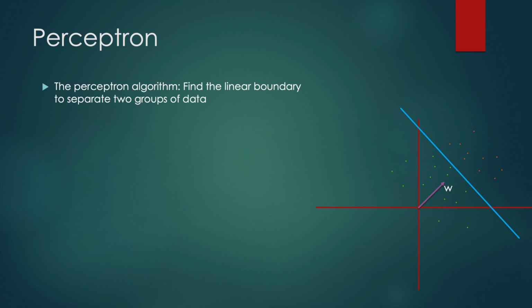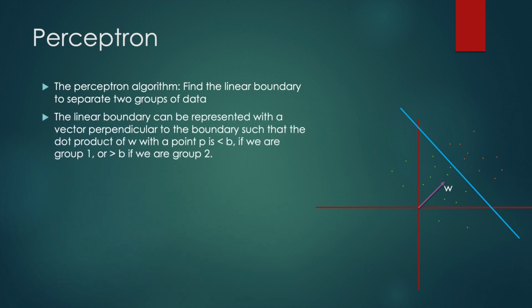We can represent our linear boundary. As you can see in the picture on the right, there's a blue decision boundary separating the green data points from the orange data points. That blue line can be represented with a vector that's perpendicular to it. We can call that W. Now, if we project our data along W, since W is perpendicular to the boundary, we can guarantee that anything greater than some threshold amount will be in our orange classification, and less than some threshold amount will be in our green classification.